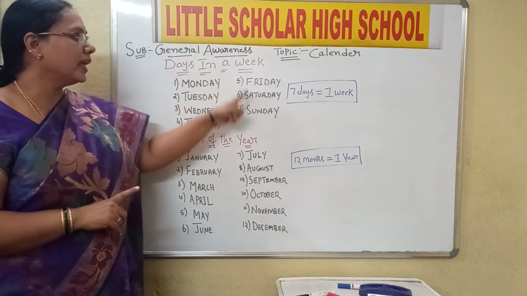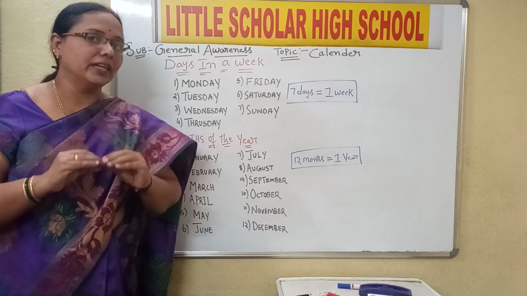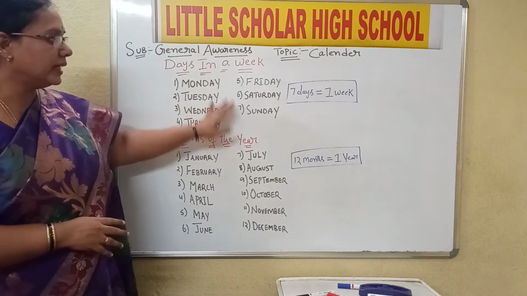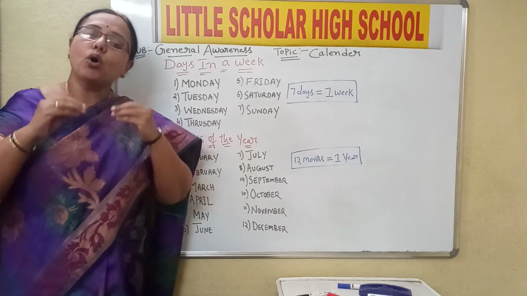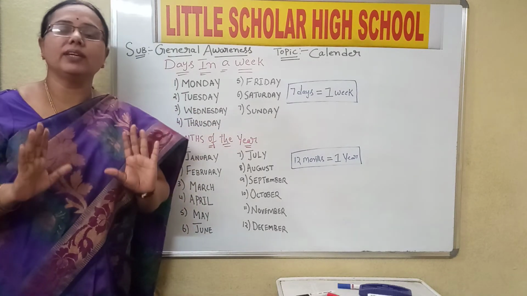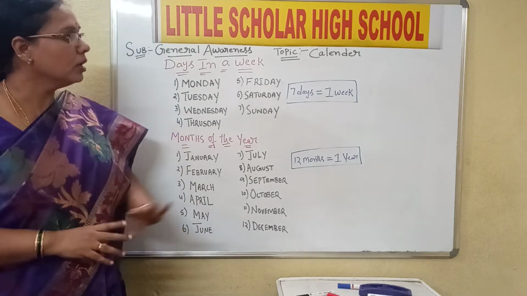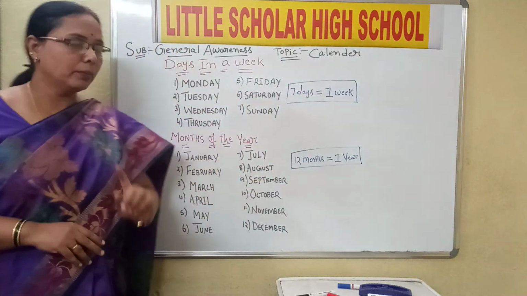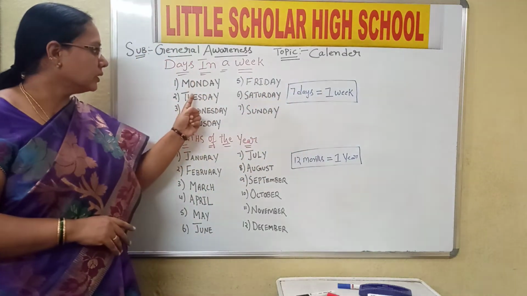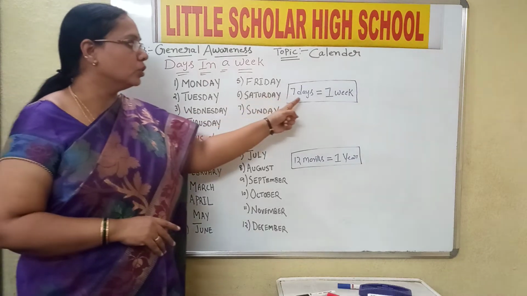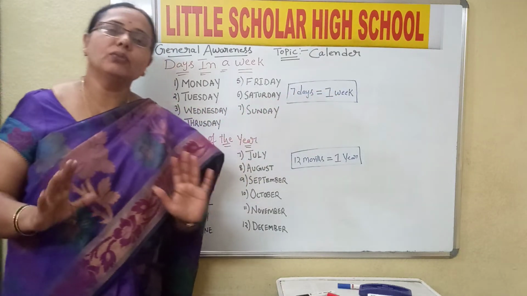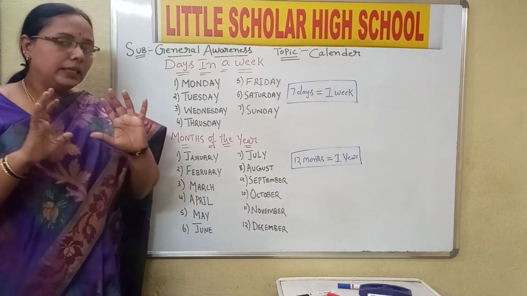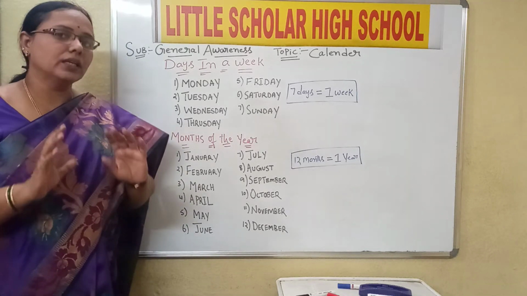So how many days we have? We have 7 days. Okay, now remember that all these 7 days are the same for all the weeks. Every week will have the same days only. So 7 days is equal to 1 week. Remember, all the weeks will have the same days. Okay, children, it is clear? Days in a week? Yes.